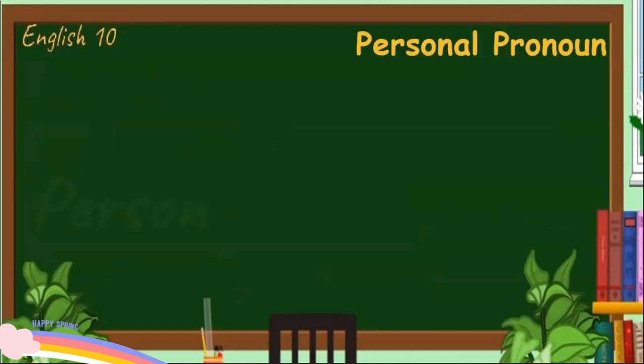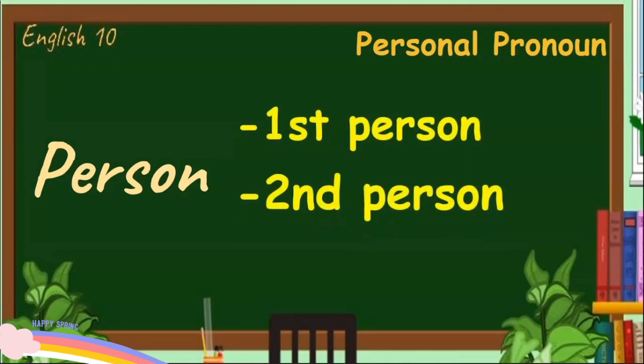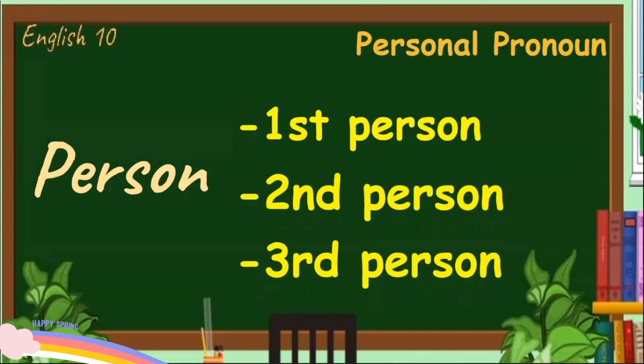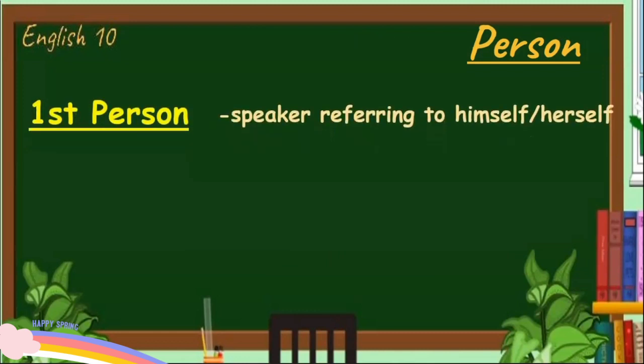Now let's talk about the second aspect that we have to keep in mind when dealing with pronouns. Second is person. Well, person in grammar is the way of referring to someone taking part in an event, such as the person talking, the person being talked to, or the person being talked about. Well, in grammar, there are three persons. We have the first person, second person, and the third person. It's easy to memorize. The first person is the speaker referring to himself or herself.